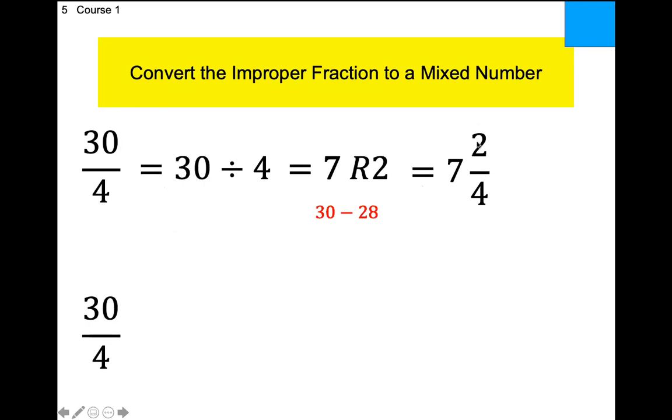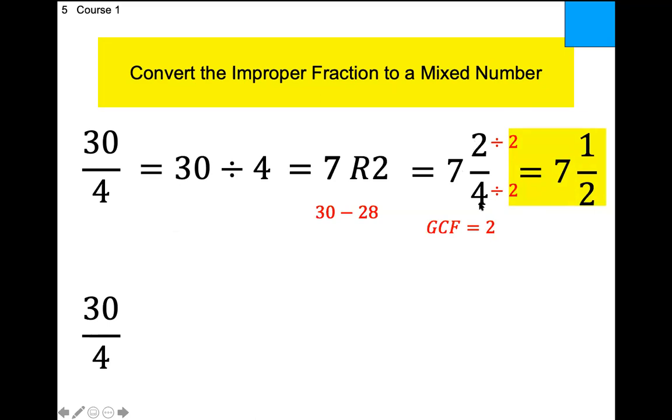The greatest common factor between 2 and 4 is 2. So if I divide top and bottom by 2, all I'm doing is writing the fraction in lowest terms, in other words, reducing the fraction. I get 7 1/2 as a final answer. So yes, you will be required to always reduce your fractions.